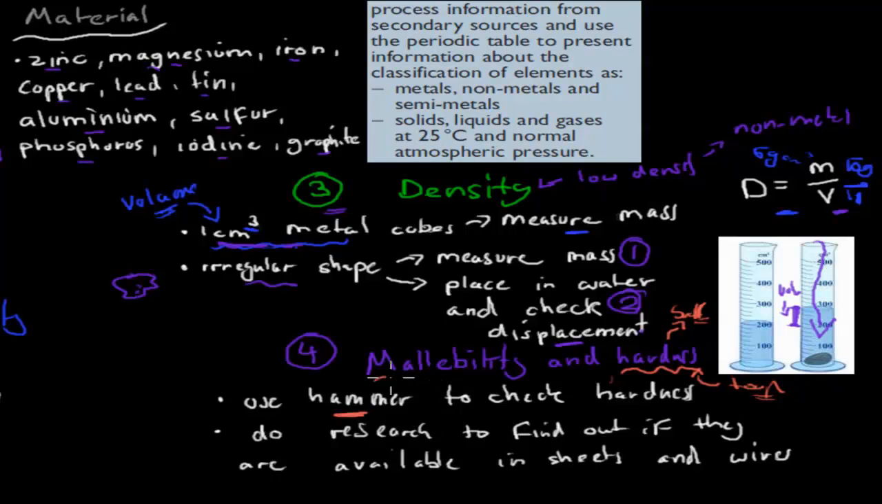And for the malleability, that's how likely it is to be made into sheets, for example aluminium sheets. It's harder to do that as an investigation, as a prac. So what you might have to do is some research on the internet to see if you can find zinc sheets, magnesium sheets, if they exist. What you would find is that the metals can be found in sheet versions, whereas something like iodine or phosphorus or sulfur, which are non-metals, you would not be able to find as sheets. So high malleability for metals and low malleability for non-metals.